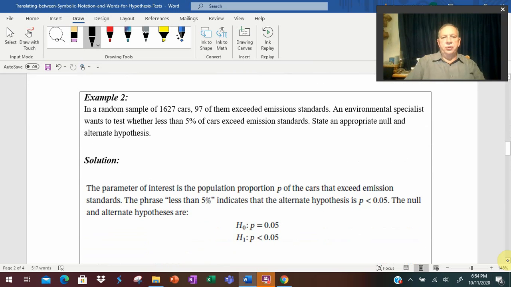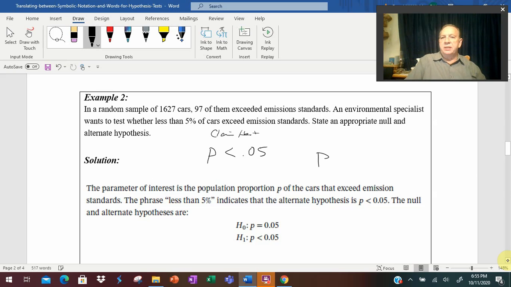Okay, so here's example 2. In a random sample of 1,627 cars, 97 of them exceeded emission standards. An environmental specialist wants to test whether less than 5% of cars exceeded emission standards. State an appropriate null and an alternate hypothesis. He wants to test whether less than. So he wants to know that the population proportion P is less than 0.05, the 5%. Okay, so this is our claim or our test that we want to do.